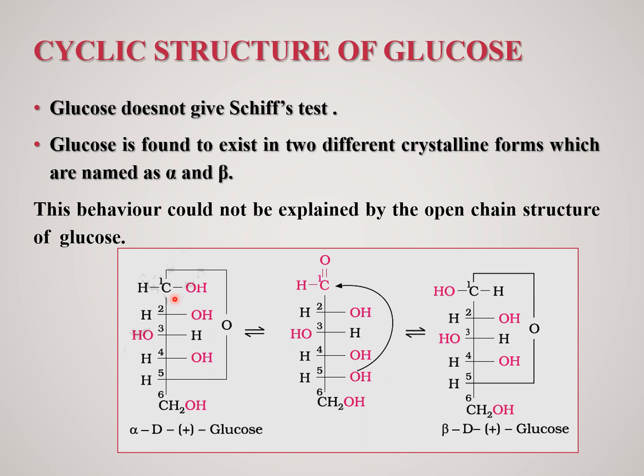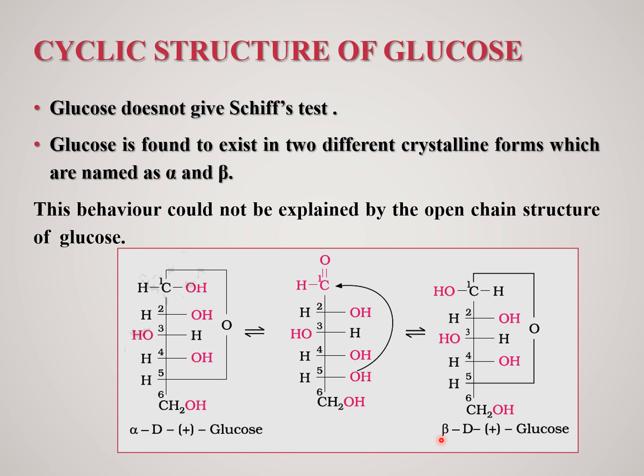Whenever the anomeric carbon has the OH group on the right side, then it is called alpha. If the OH group on the primary or the anomeric carbon is on the right side, the compound should be called alpha, and of course the configuration is D and plus is the rotation shown, hence the name is alpha D plus glucose.